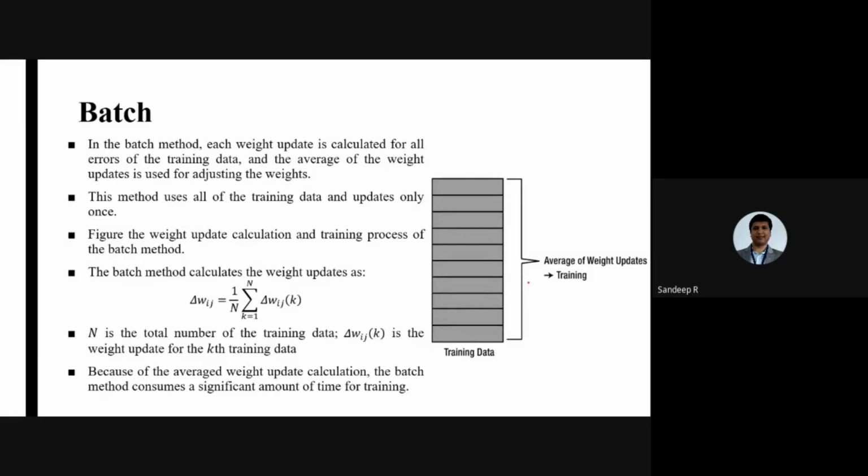The other thing is batch. Let the weight updation happen intermediately, I'll get some output, but I'll take the average of the weight updates and then update it finally. This is what we have. So this is called the batch method.